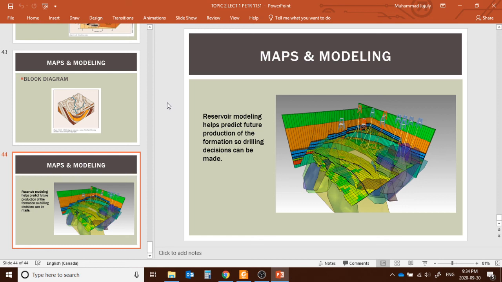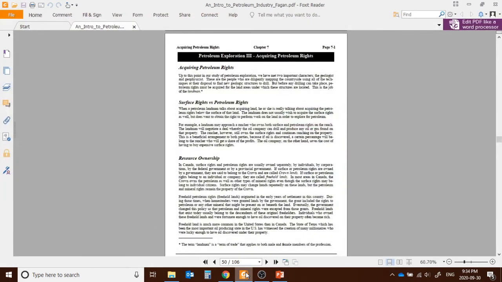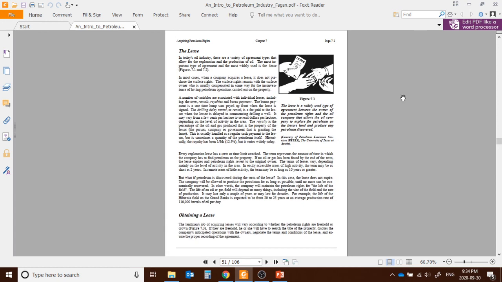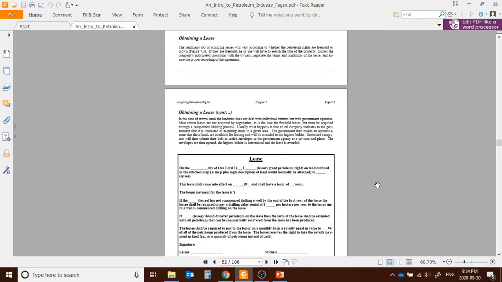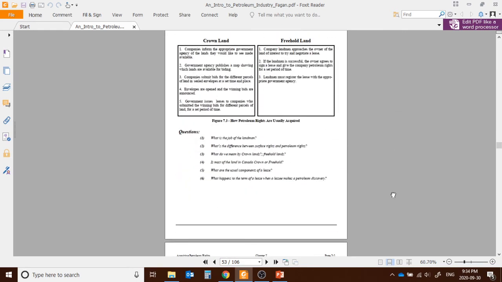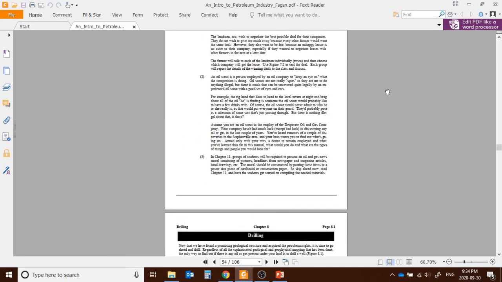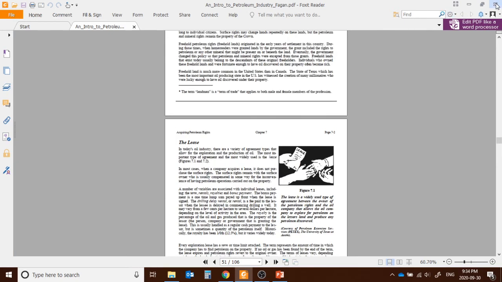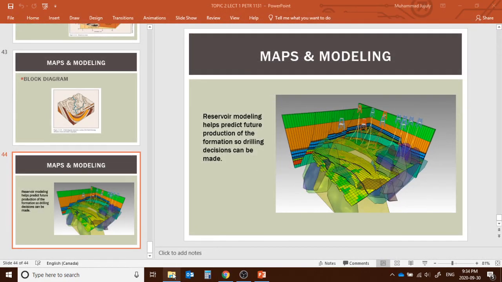So our next lecture will be based on mineral rights, and I would suggest you go through the reference I gave you, Introduction to the Petroleum Industry by Fagan. Please go to this book. It is a very easy and simple read. If you go there, you can get more information on how it works. All right, I will move on to our next lecture.